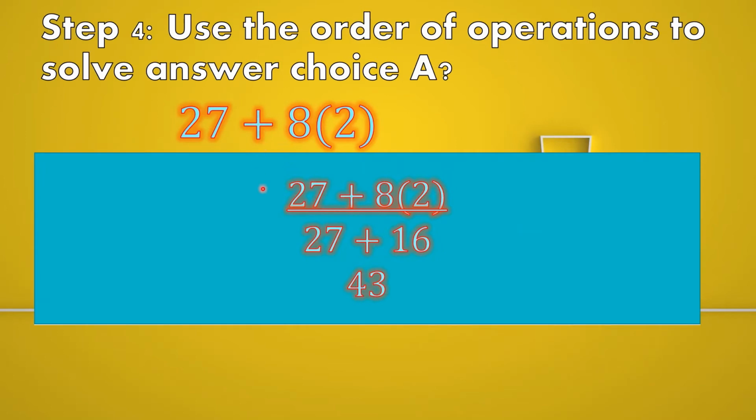This is what your work should look like. And the big misconception is understanding that 8 and the parentheses is telling you to multiply. You're multiplying 8 times 2. Whenever you see a number directly outside of a parenthesis, it is telling you multiplication.